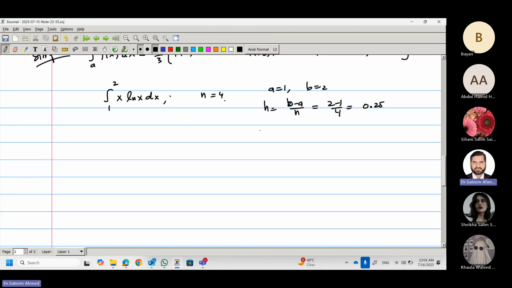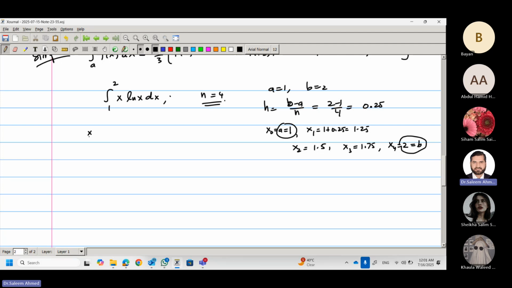So now you have to make the values. Your x0, which was a, is 1, right? And x1 will be 1 plus h, so 1.25, right? x2 will be 1.25 plus h, so 1.5. x3 will be 1.5 plus h, so it will be 1.75, and x4, which is 2, and that is b. You see, x0 is a, x4 is b, xn is always b. So I have these five points. Just find the function values.